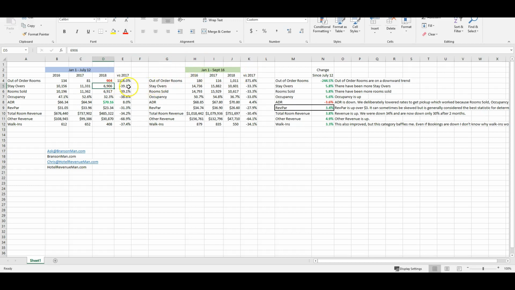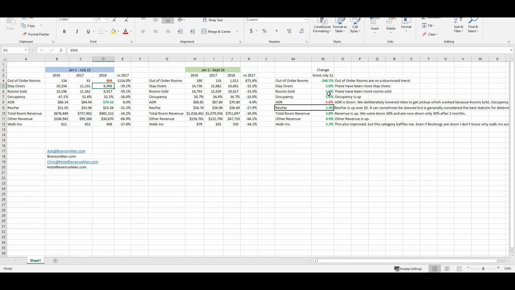You see stayovers, which is someone who's going to stay more than one night. So that's indicated in the computer as a stayover. It's not a brand new sell, it's not a walk-in, it's someone staying an additional night. That was down 39% by September 6th. It was down only 33%. So if you look over here, that means it has increased in a positive direction by 5.8%.